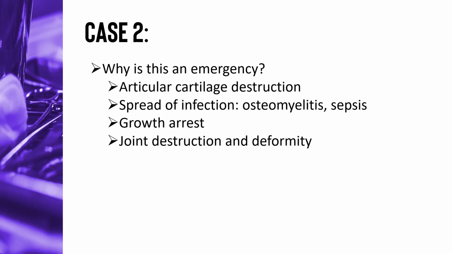And the question is, why is this an emergency? Obviously, we've got pus in the joint, we've got a lot of inflammatory cytokines, and this can lead to the breakdown of the articular cartilage, leading to long-term joint destruction and deformity. In children, it can cause growth arrest, and it can also cause the spread of infection to the nearby bone or systemically causing sepsis. So this is why this is a really important condition to know about, and hopefully that's giving you an overview of how to manage it.